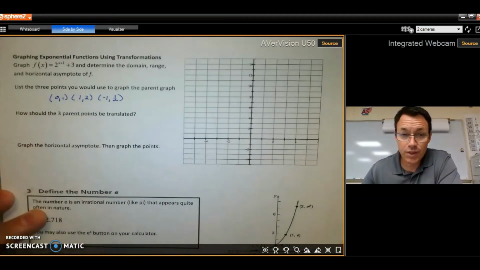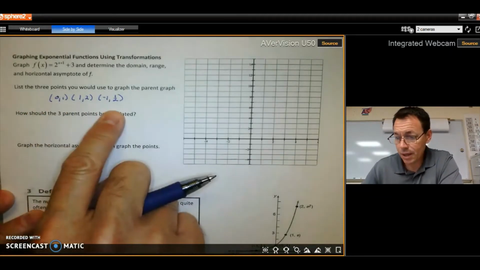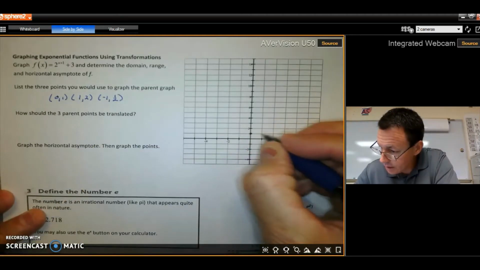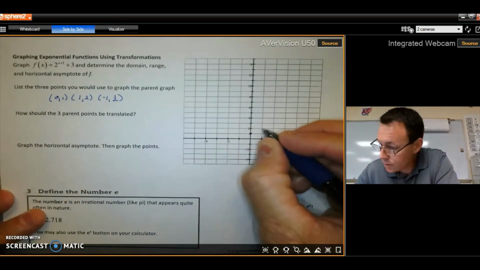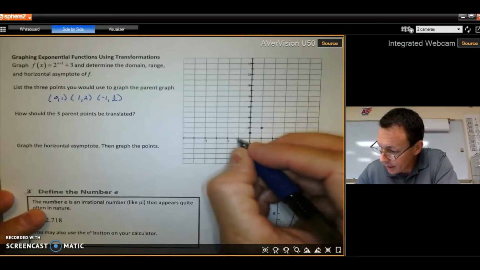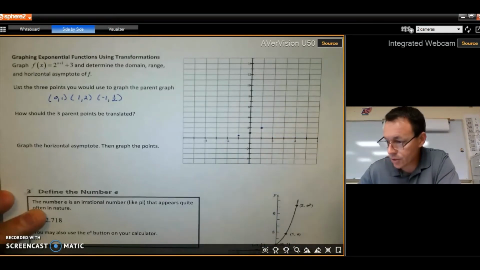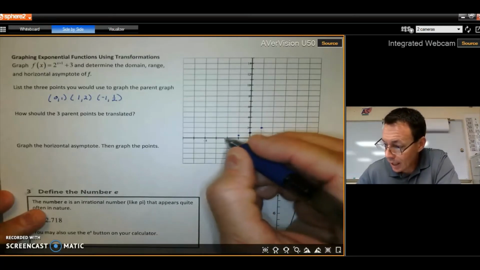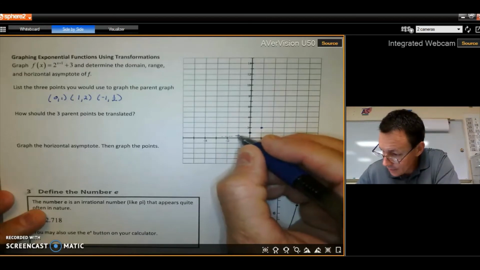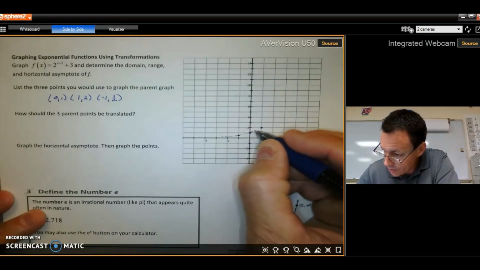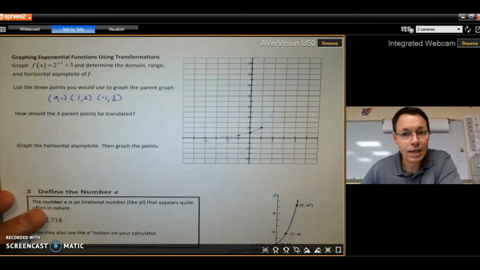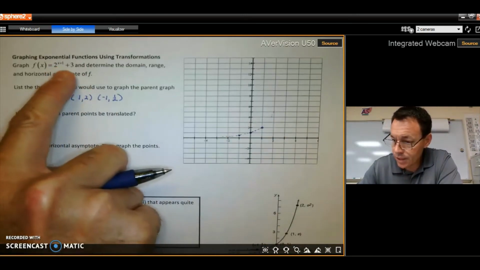And for these, I actually graph those parent graphs, those parent points. Okay, 0, 1, over 1 up 2, and then -1, 1/2. That's our starting points. You can connect them if you want. You don't have to. If you do connect them, I would connect them with a dotted line, because this is not our graph. These are some points that are going to get moved once we start graphing. And here's how we're going to move them. That's what these numbers are.